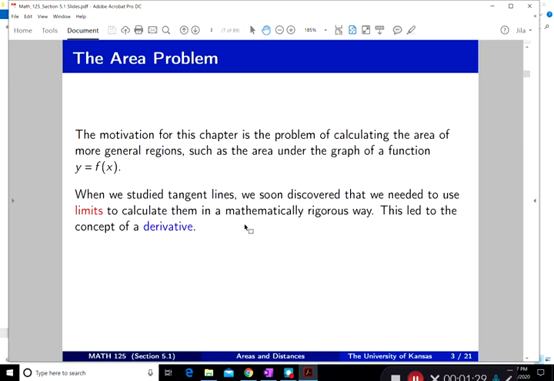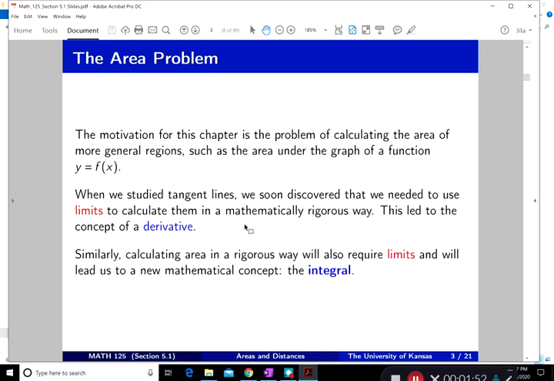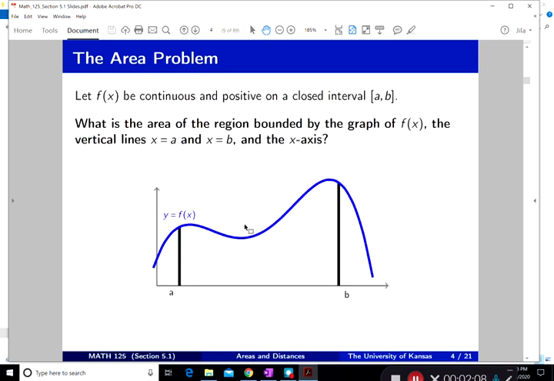When we were discussing the tangent line, we very quickly discovered that we need limits to calculate derivatives and the slope of the tangent line mathematically in a rigorous way, and this started the derivative. When we're trying to find the area, we realize that we again need limits to be able to calculate the area in a rigorous way, and this leads to the concept of the integral.